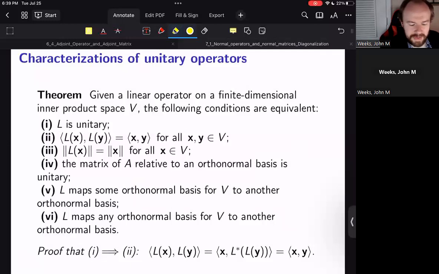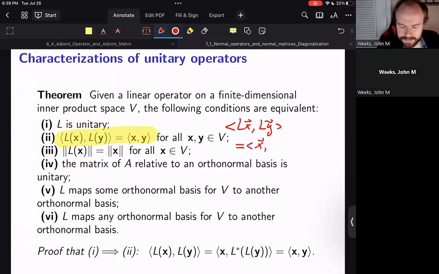Now, if L is unitary, then we actually get this equation. Where's this coming from? We have something like Lx comma Ly. And what we can do is move the L over at the cost of a star. So we can get L star L of y. But remember that L star is L inverse. So this actually is just the identity operator, and we're just looking at x comma y. So applying a unitary matrix, or a change of basis operator, to both x and y does not change the inner product.